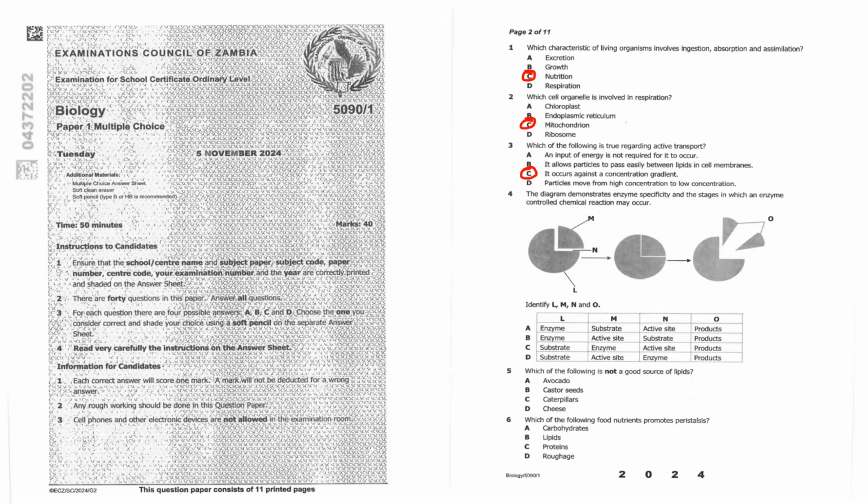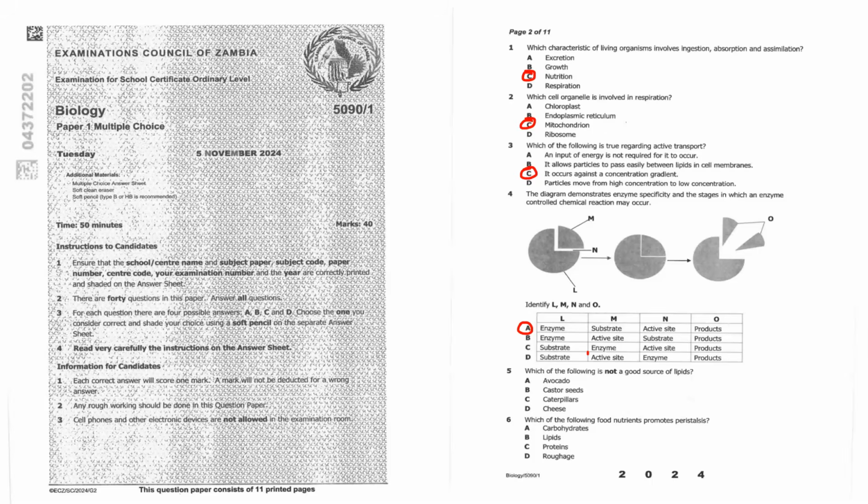The diagram below demonstrates enzyme specificity and the stages in which an enzyme controlled reaction occurs. Identify L, M, N, and O. So L is an enzyme, M is a substrate, N is the active site, O is the product. So the answer is A.